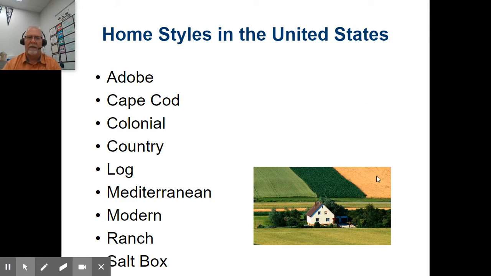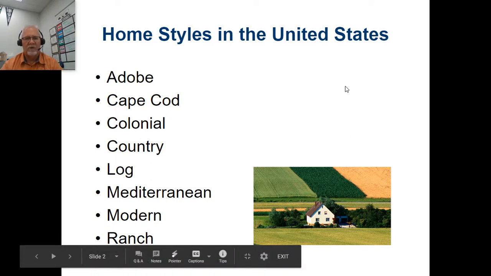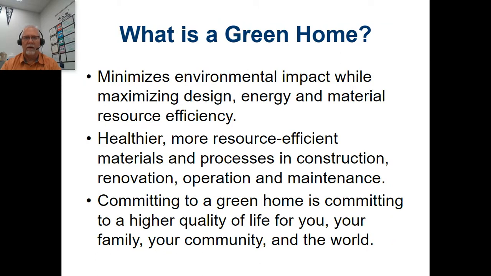There are many in the United States, and they range from some you're going to say are very familiar to you, others you've never heard of before. Some of those might be Adobe, Cape Cod, Colonial, Country, which I oftentimes refer to as American Farmhouse, Log, Mediterranean, Modern, Ranch, and Saltbox.